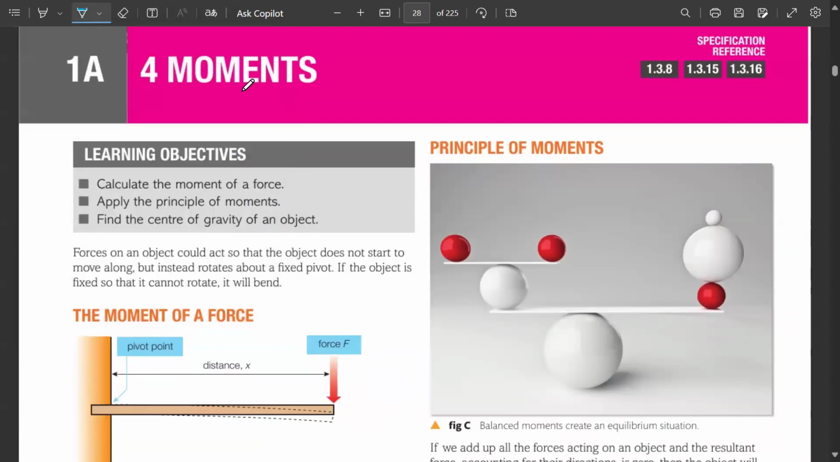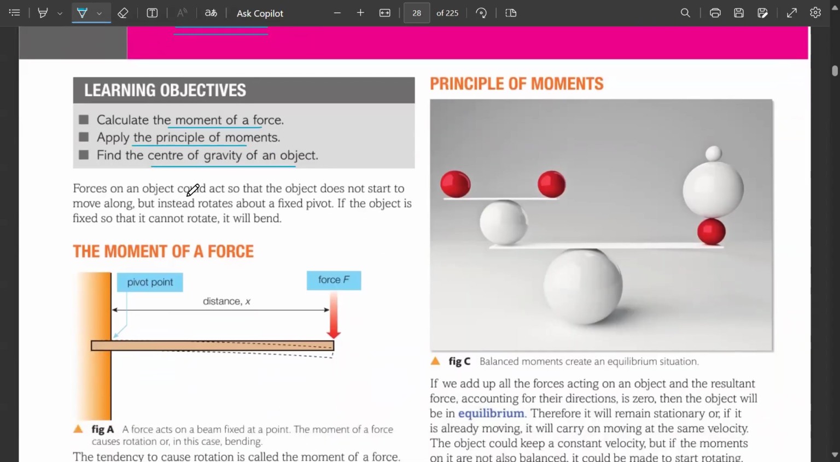Moving on, moments. What is the moment of a force? We're going to calculate the moment of a force, apply the principle of moments, and find the center of gravity of an object. Forces on an object could act so that the object does not start to move along, but instead rotates about a fixed pivot. If the object is fixed so that it cannot rotate, it's going to bend.